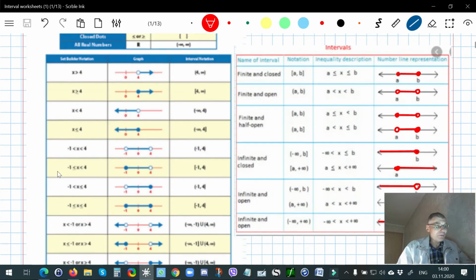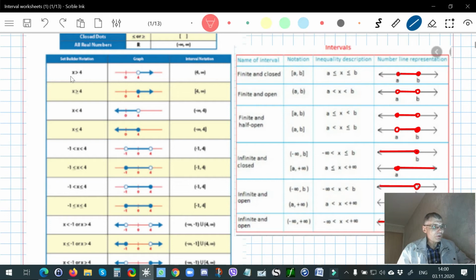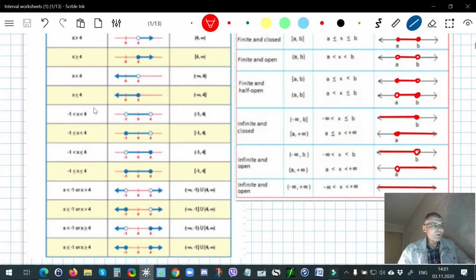Well, everything is shown again here. You can see all possible examples. This is open and infinite. This is also infinite but closed in this case. 4 is included. In this case, 4 isn't included, but it's going to the other side. And in this case, 4 is included, and so on.